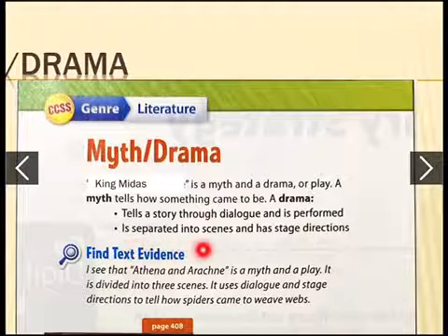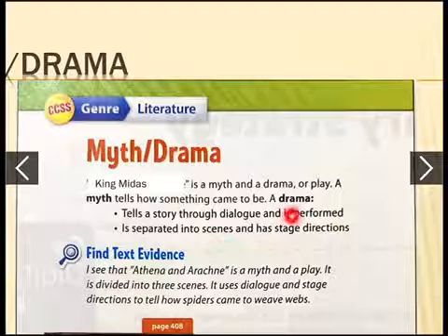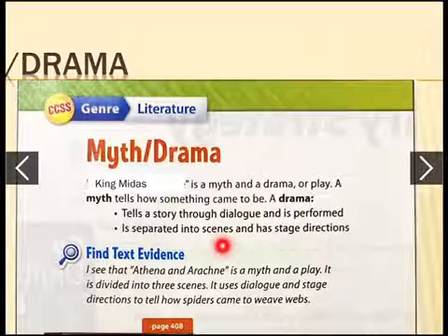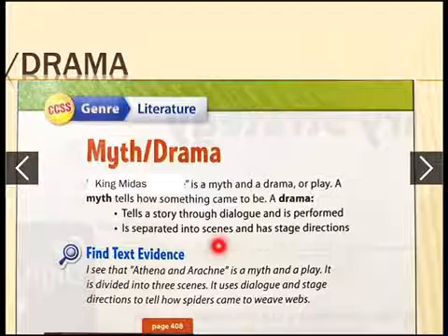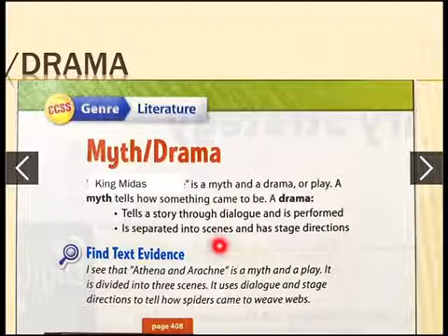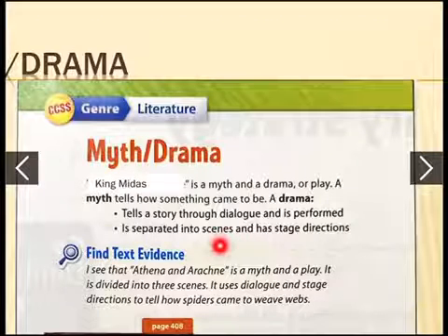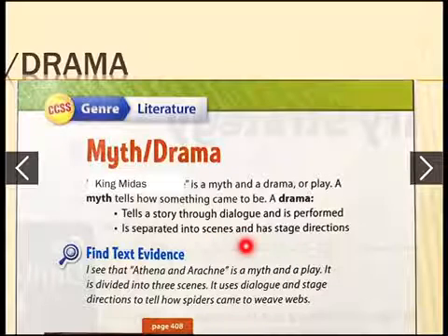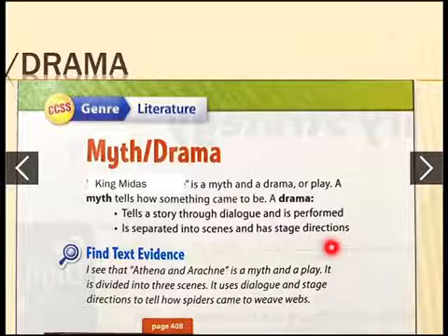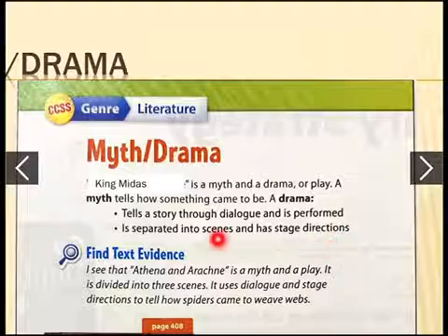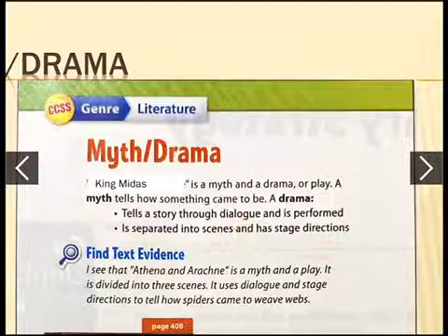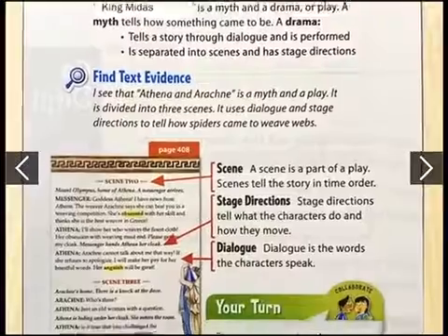It is separated into scenes. A drama has scenes or parts. So usually you would see in a drama, scene 1, that's part 1, and then scene 2, that's part 2, and so on and so forth. And it has stage directions. What are scenes, stage directions, and dialogues? Let's talk about them in detail, okay?